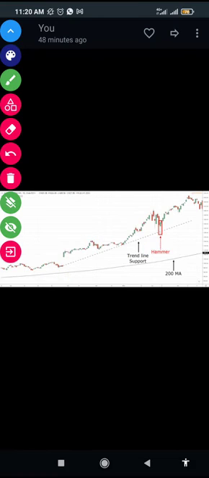So when it came here, what did we see here? We saw a hammer. Then after that hammer has formed, immediately the next candle opens, we are entering that trade to buy. For this particular example here, then let's see another example.